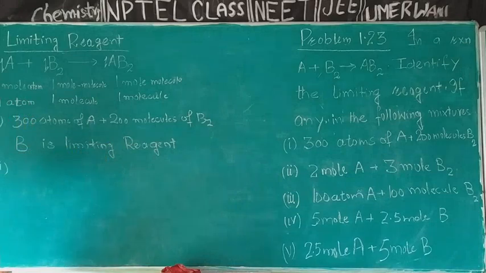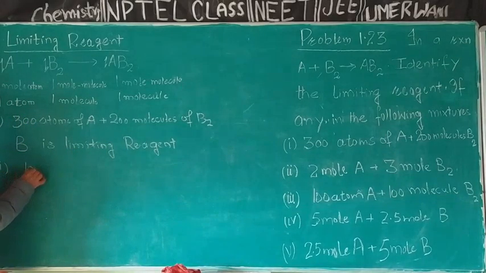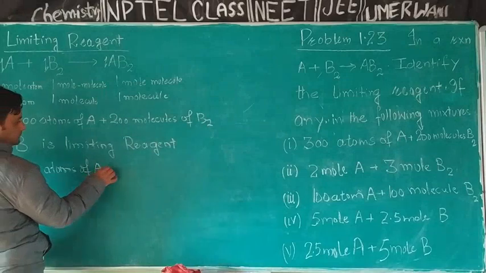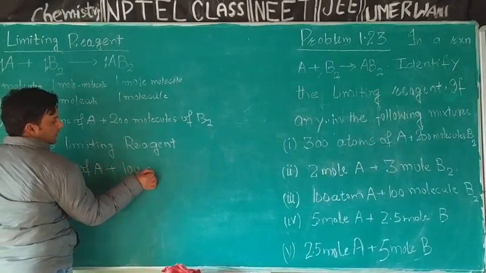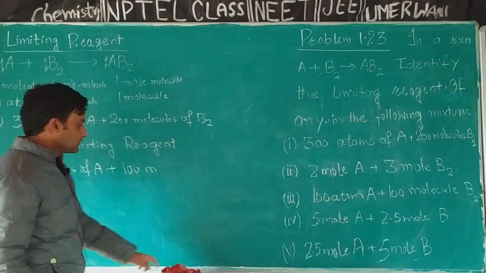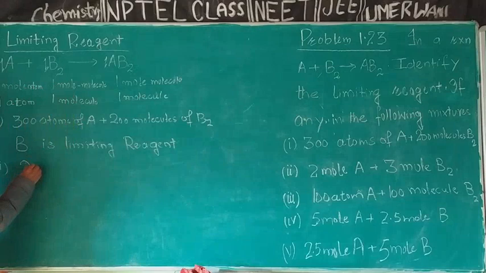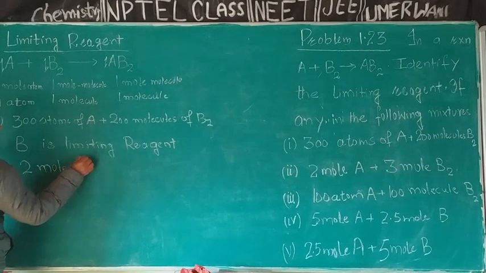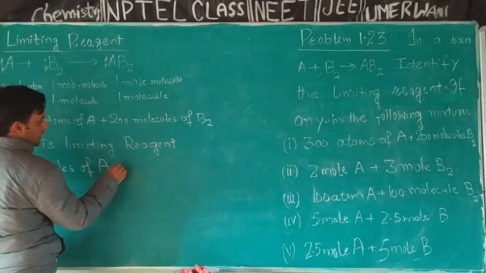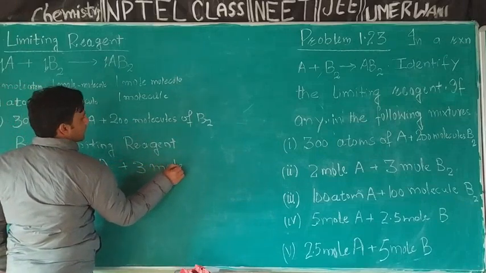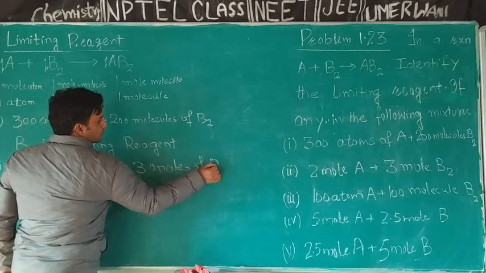In the second part, we start with a mixture comprising 2 moles of A and 3 moles of B2.